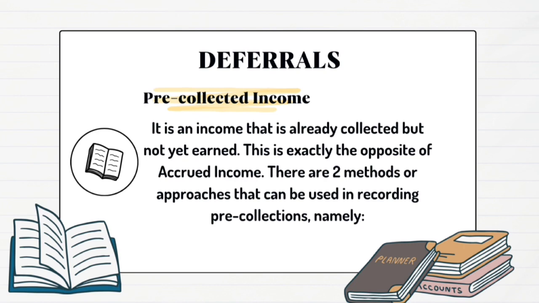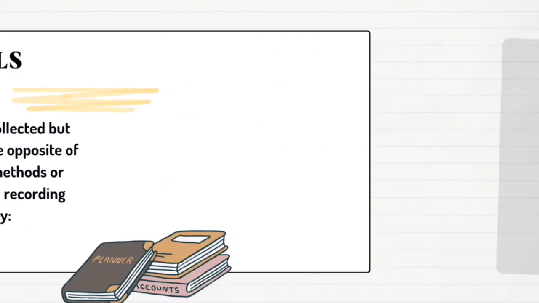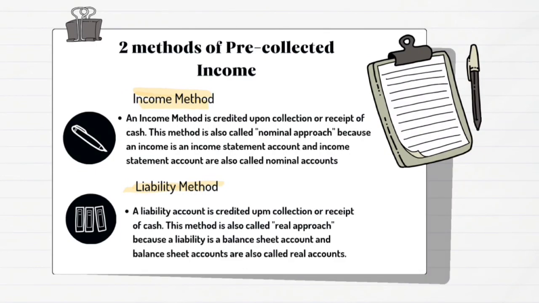So, ang pre-collected income in my own understanding is mabasahan man ninyo bali siya sa accrued income. So, di ba ang accrued income kay trabaho una bago bayad. Tapos ang pre-collected income kay bayaran ka una, so advance pay ni siya before pa ka makatrabaho. So the 2 methods of the pre-collected income are the income method and the liability method.